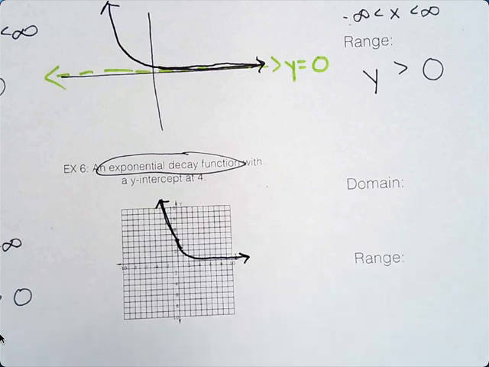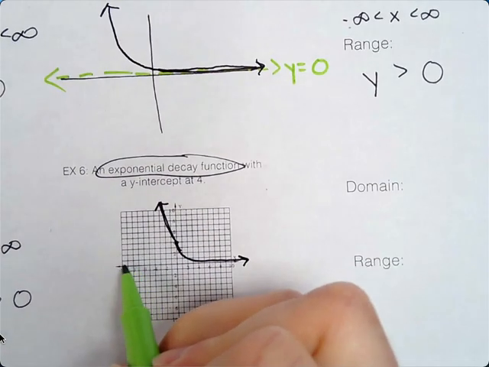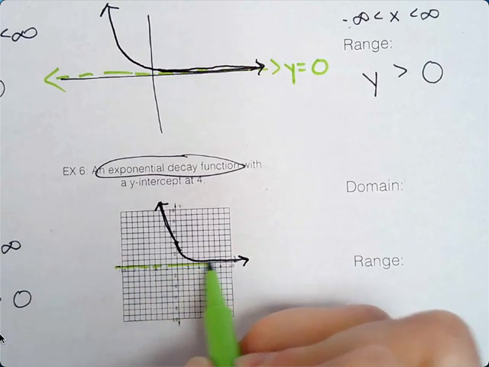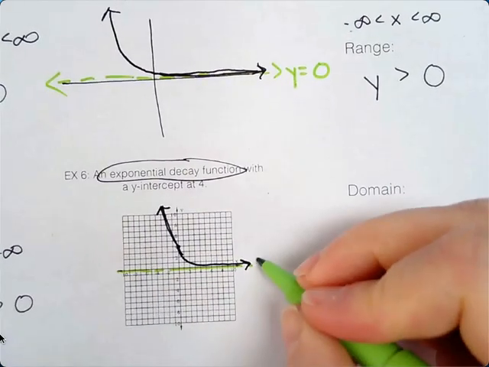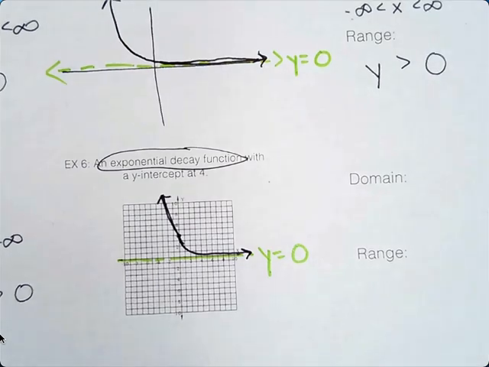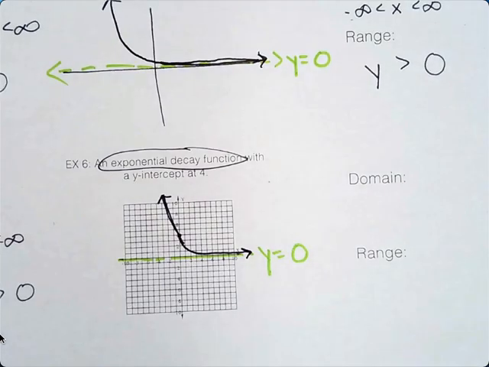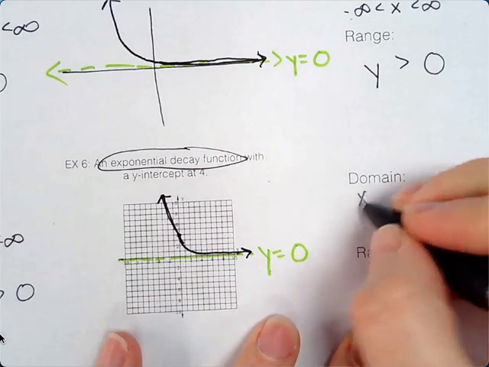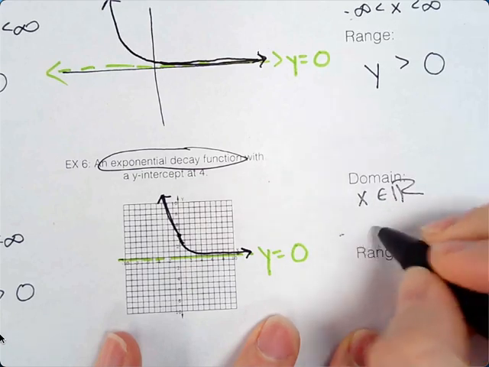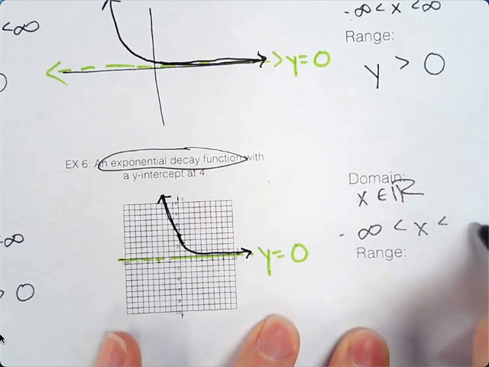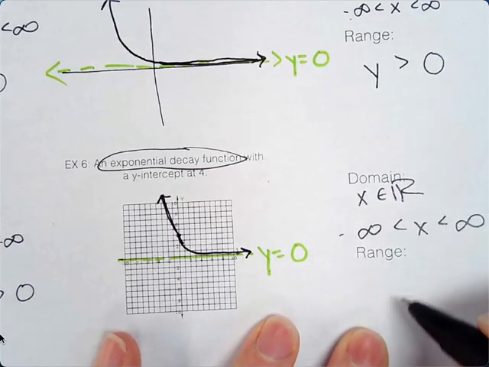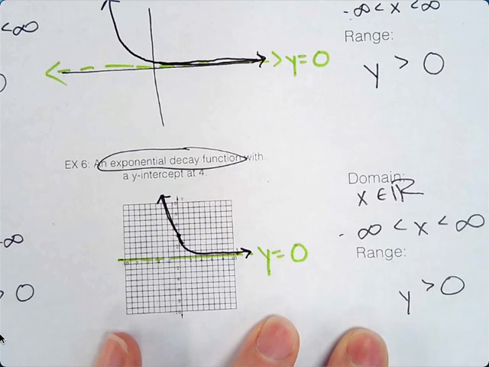Did I do that right? Yeah. Okay. I was worried for a second. Okay. So our asymptote is at 0. So our domain, again, is all real numbers, negative infinity to positive infinity. And our range is where y is greater than 0.